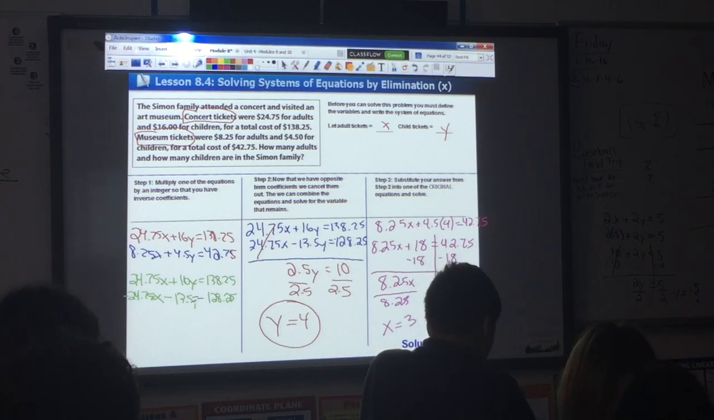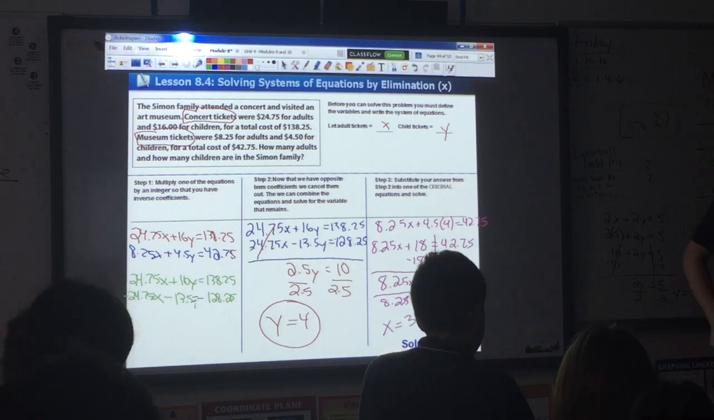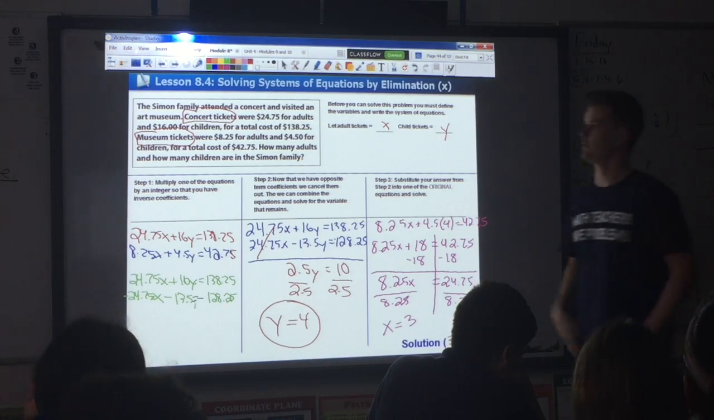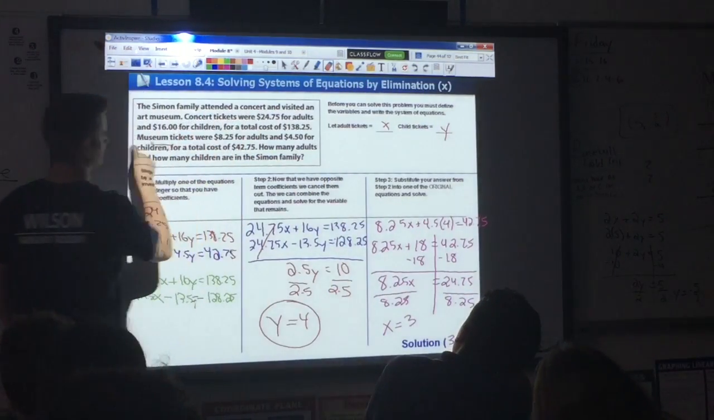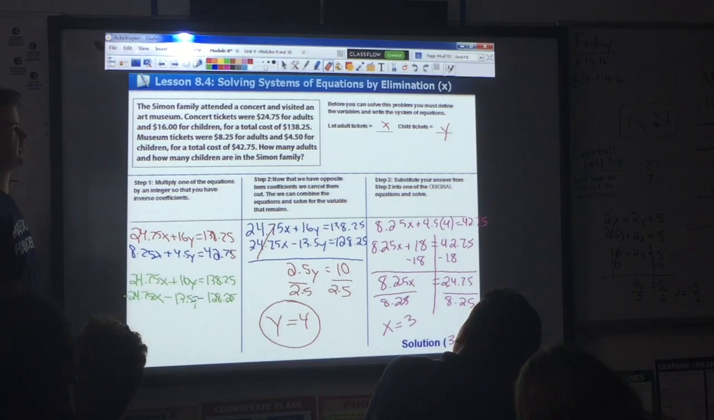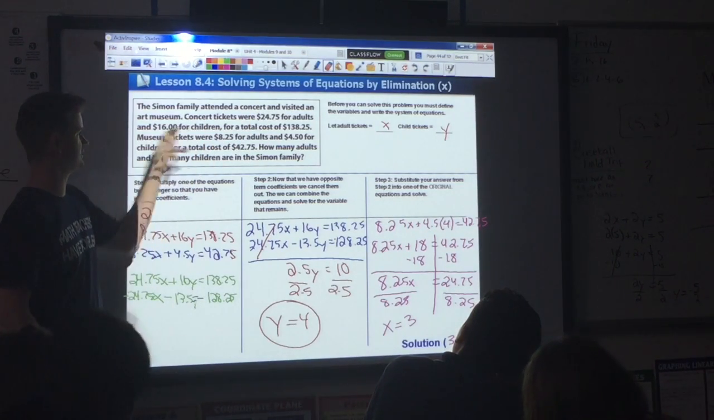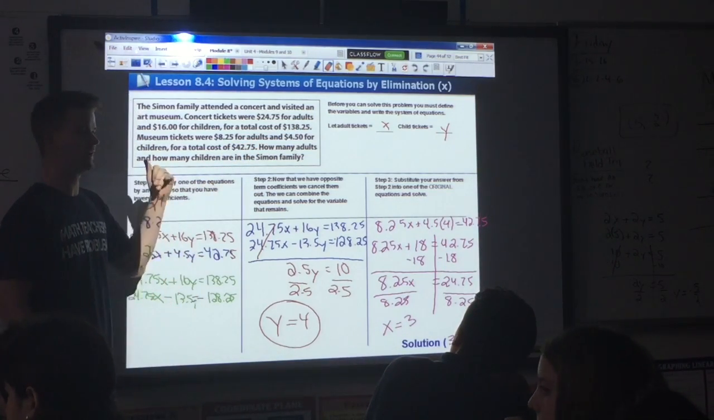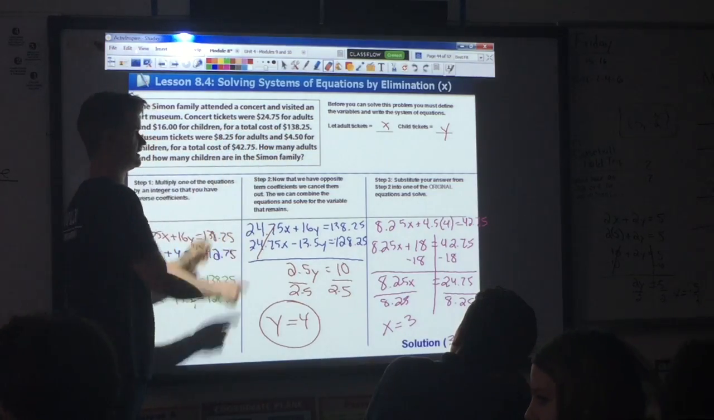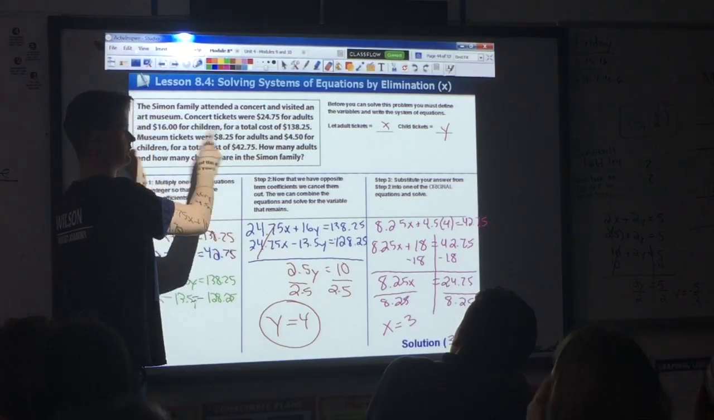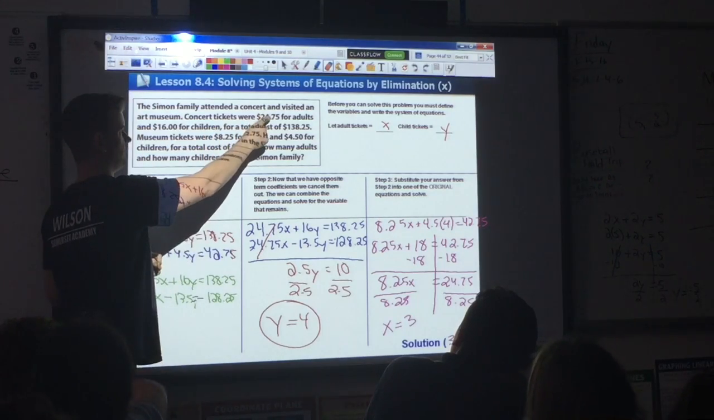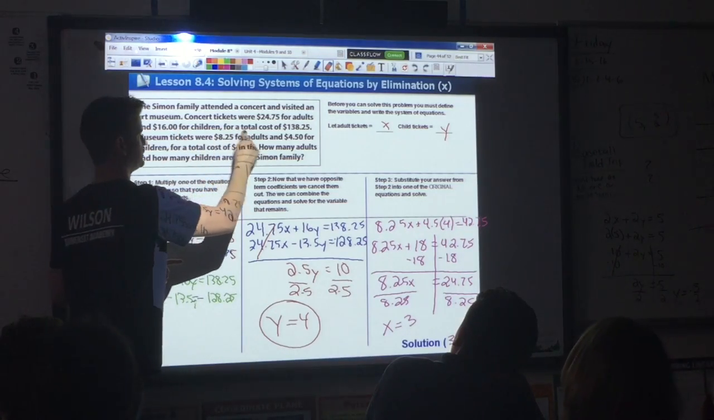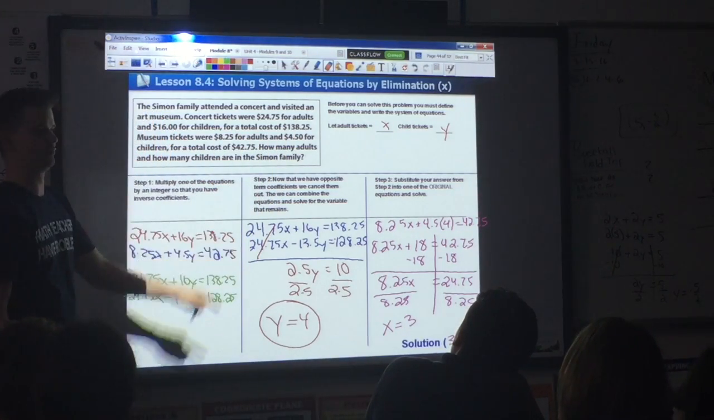Yes. What's up? How do you write this equation? How do I know how to write the equation? I look at the scenario. I know I have two different quantities I'm speaking about: adult tickets and children tickets. I know that they cost a total of $138.25. So I assign variables. X for my adult tickets, Y for my children's tickets. So 24.75x plus 16y is equal to the total cost of $138.25.